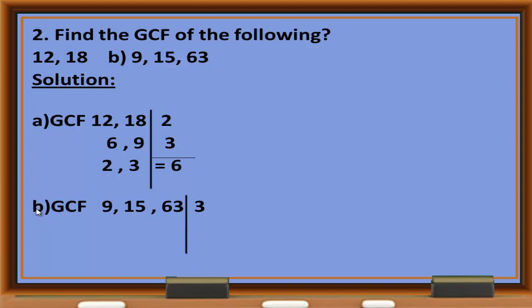GCF for 9, 15, and 63. These numbers can be divided by 3. 9 divided by 3 is 3. 15 divided by 3 is 5. 63 divided by 3 is 21. And we stop here since there is no common prime factor for the 3 numbers. Therefore, the GCF of 9, 15, and 63 is 3.